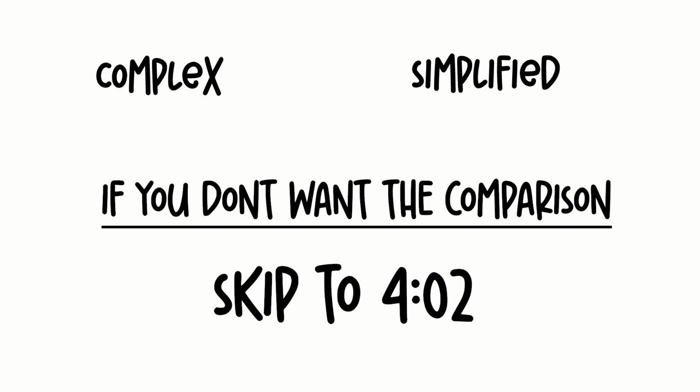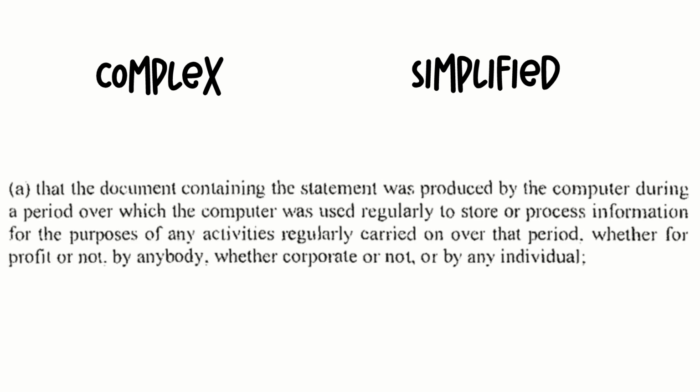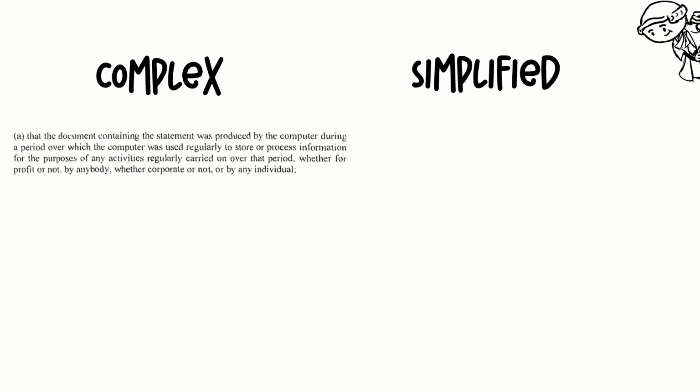So this is the boring version. A. That the document containing the statement was produced by the computer during a period over which the computer was used regularly to store or process information for the purposes of any activities regularly carried on over that period, whether for profit or not, by anybody, whether corporate or not, or by any individual. Simplified version. A. That the document was produced over a period when the computer was regularly used.